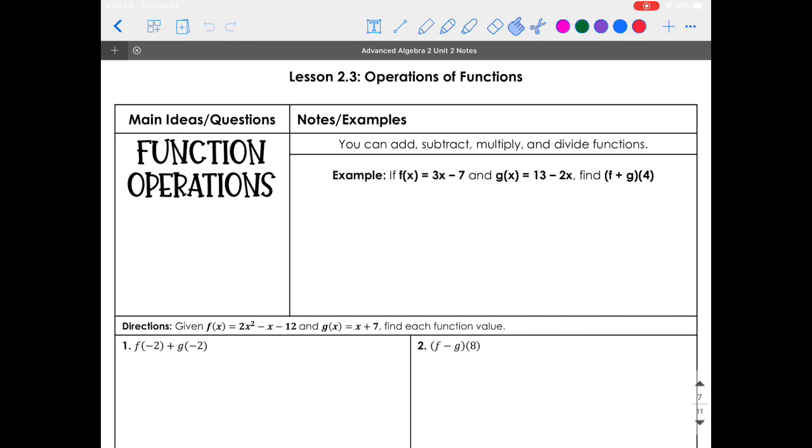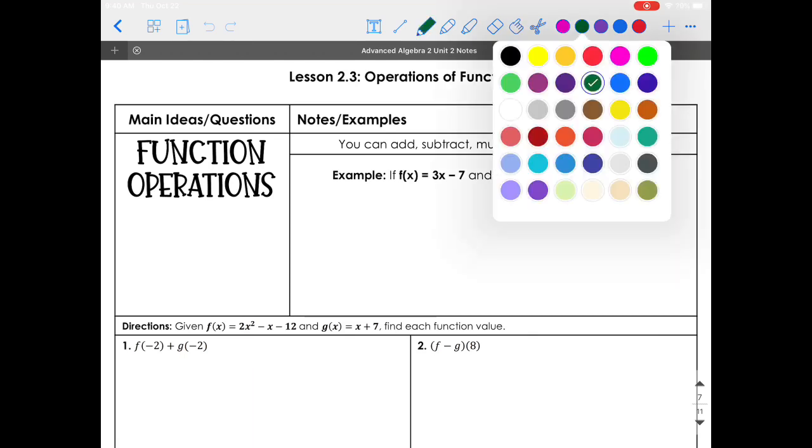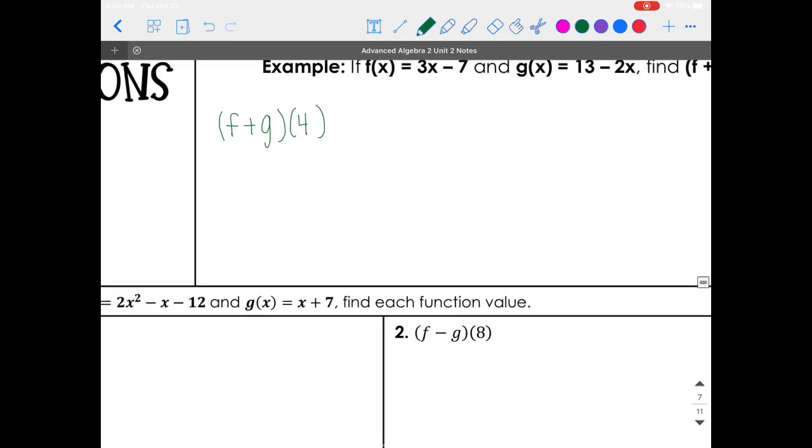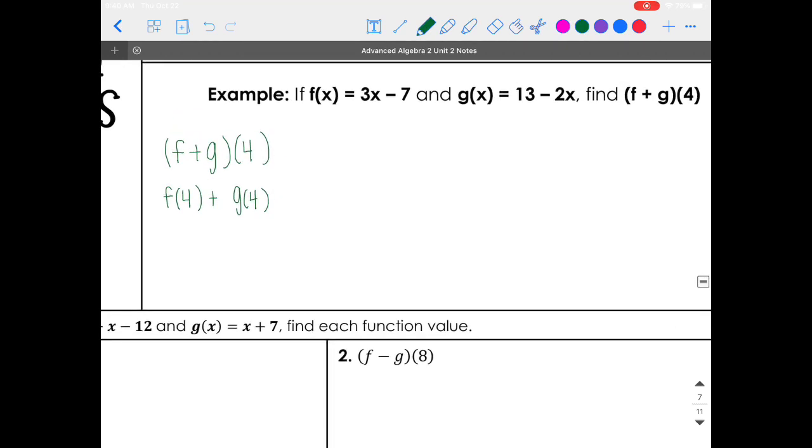You can do this. So there's a couple of ways that you'll see these written as a question. So sometimes you'll see it written as something like f plus g of 4. That is exactly the same thing as saying f of 4 plus g of 4. So in a case like this, you've got to plug in 4 in the f function, plug in 4 for the g function, and then add your answers together. That's it.